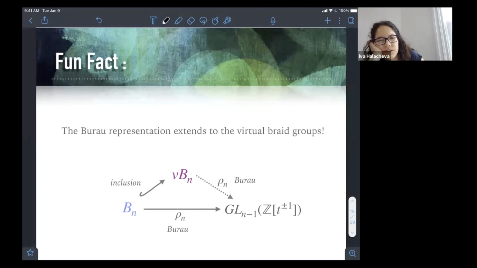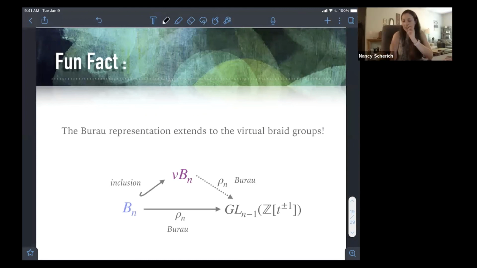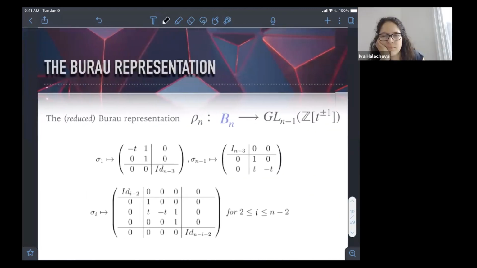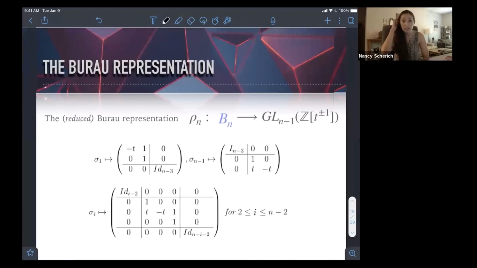Do you know what is known about the faithfulness of the Bureau representation, or were you going to talk about that? Or not really, but now's a fine chance to talk about it. So I'll go back for a second. So Eva asked about the faithfulness.